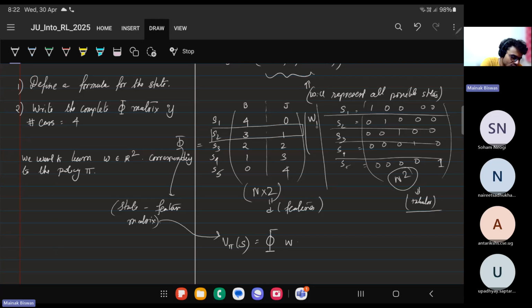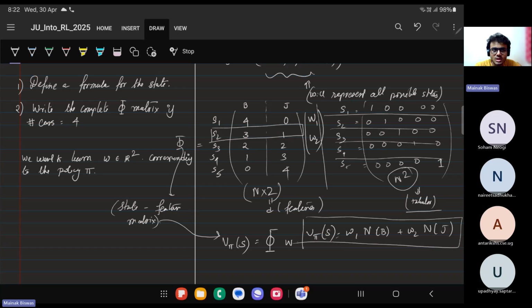So in this case, what will be the dimension of W? W1 and W2. So this is W1 times the number of cars at Baranagar, plus W2 times the number of cars at Jadavpur, and we say that this is equal to the value function of a state. Do you agree? We can do this, right? Using these features, we can learn a value function based on the features. This is called function approximation. Fine.